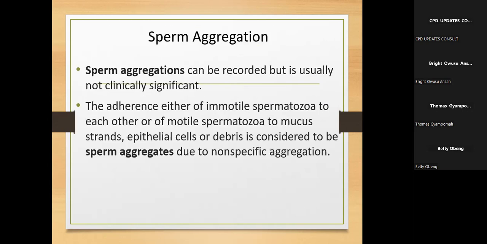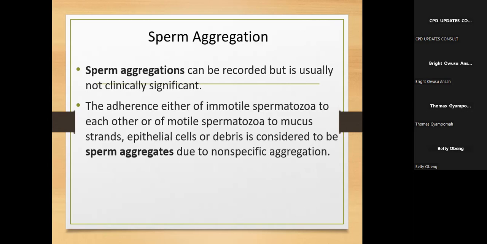Yeah, there is what is called sperm aggregation. Please take note of sperm aggregation and sperm agglutination. So sperm aggregation is also one of those things that could be clinically insignificant. Aggregation happens when sperms are dead, and let me read so you understand. Sperm aggregations can be recorded, but it's usually not clinically significant. The adherence either of immotile spermatozoa to each other or of motile spermatozoa to mucous strands or epithelial cells or debris is considered to be sperm aggregates due to non-specific aggregation.